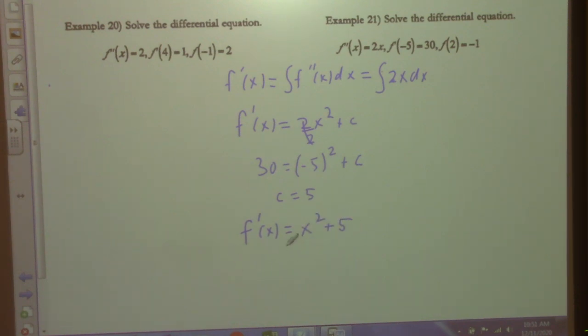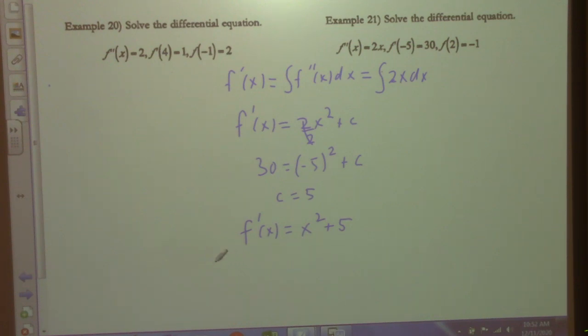Okay, for f prime of x, I end up getting x squared plus 5. Does that look right? Yes, no, maybe? I was scared I got there, but I didn't. You didn't? Okay, good. Does that look good? Yeah. Aaron, does that look right? Okay.